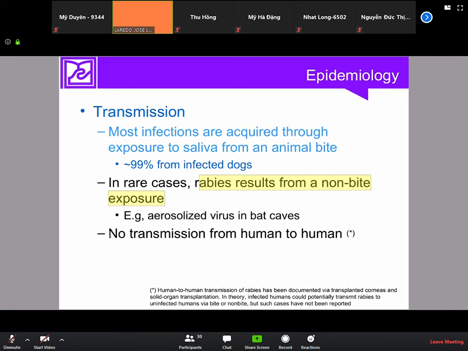And before you ask me, because every year students ask the same question, human to human transmission is possible. If an infected human bites another human, the transmission of rabies is possible. So this may occur. However, we don't have any case reported, okay? So the transmission from human to human is possible if the human bites another human. But currently, I haven't found any case. So cases have not been reported.